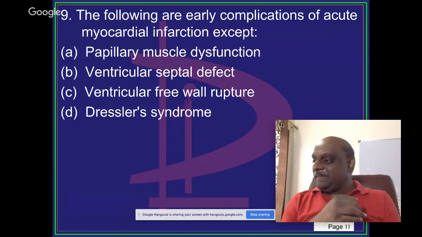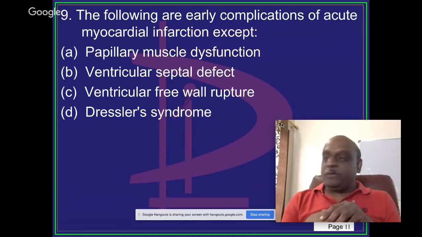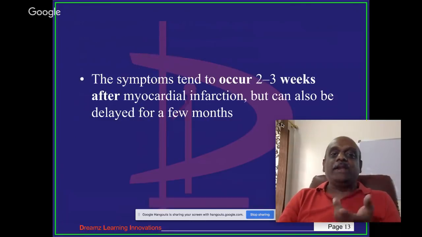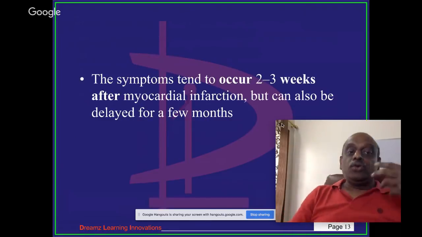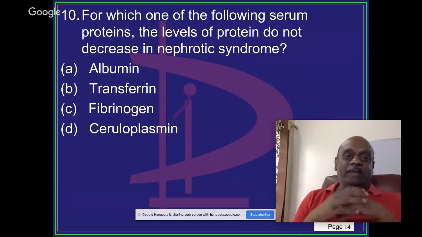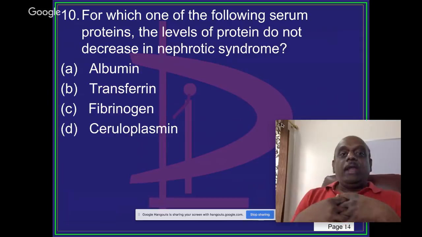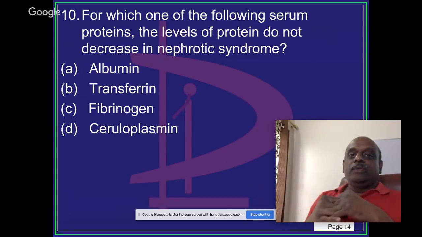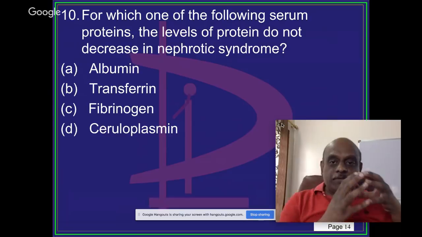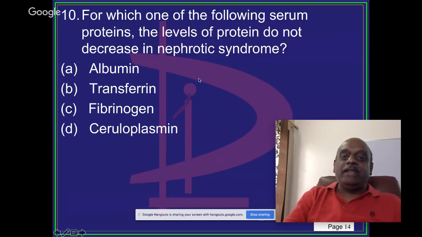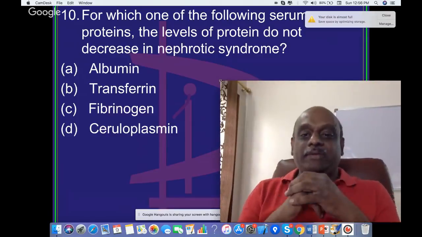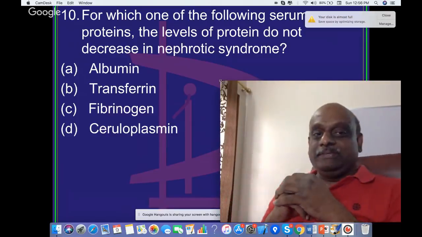Question number 9, Ravi is proposing Dressler syndrome. Absolutely right. Dressler syndrome symptoms occur 2 to 3 weeks after the myocardial infarction is what you need to remember. Now, in nephrotic syndrome, the level of which serum protein does not increase is my question to all of you. Shoot your answer, doctor. Question number 10.